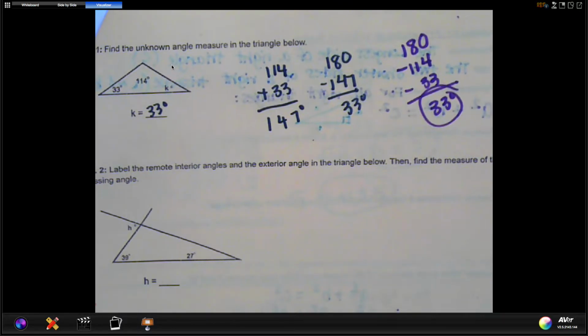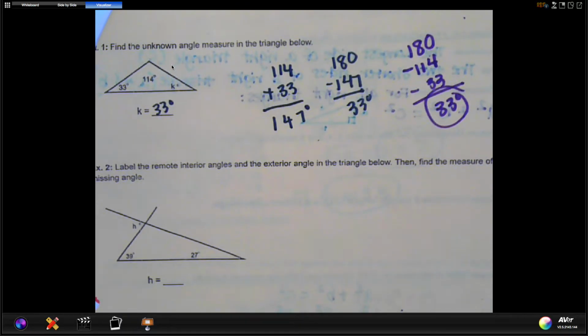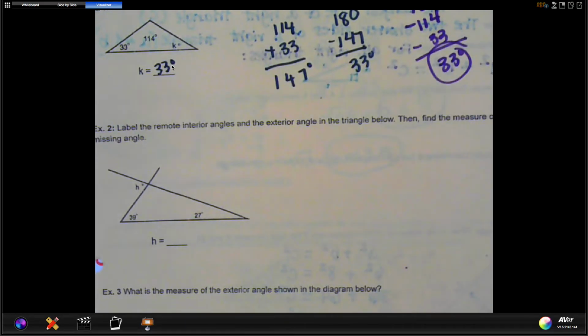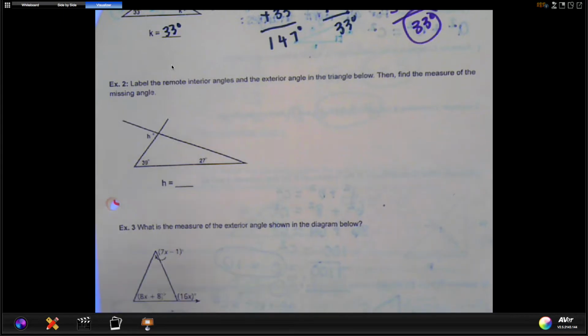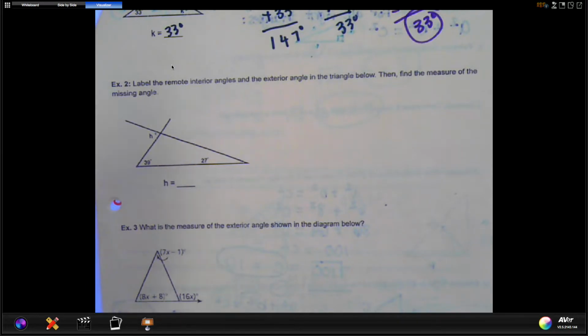All right, the next one, which takes into account what we've just talked about with the exterior angle, is going to be something like this. It says, label the remote interior angles and the exterior angle in the triangle below. Then find the measure of the missing angle.